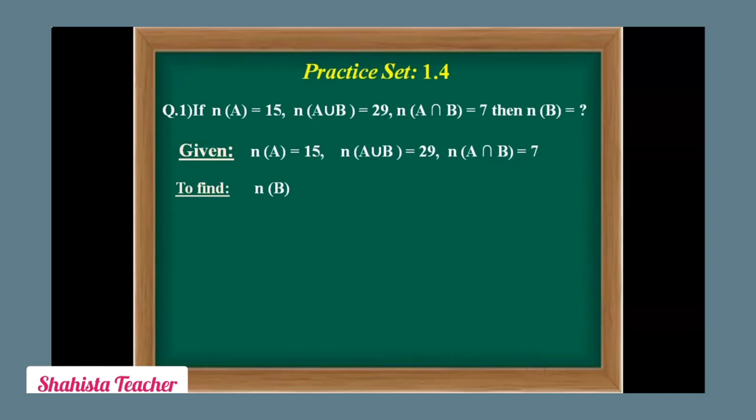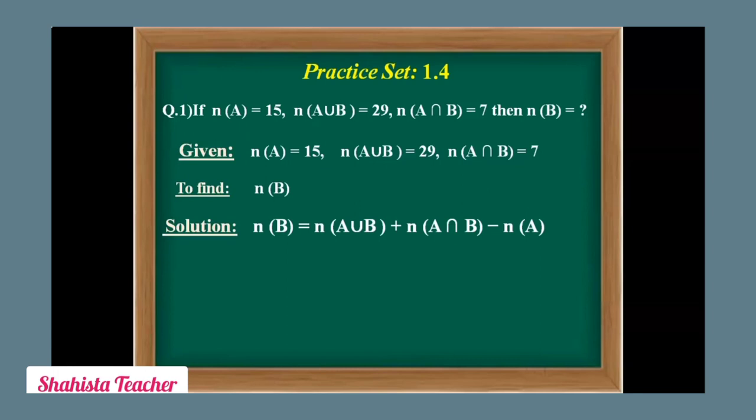So here n(B) is equal to n(A union B) plus n(A intersect B) minus n(A). Here we don't know the value of n(B), so there we will not write anything. But n(A union B) is how much? 29. A intersect B is how much? 7. So 29 plus 7 gives us 36.